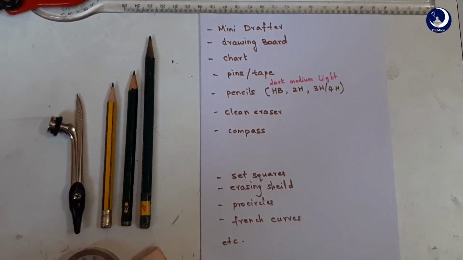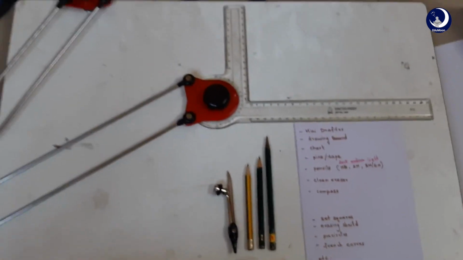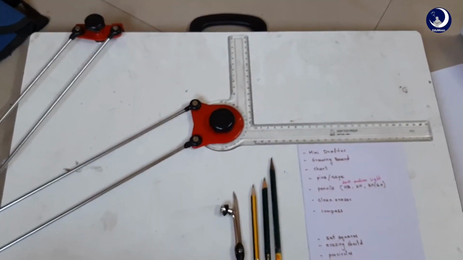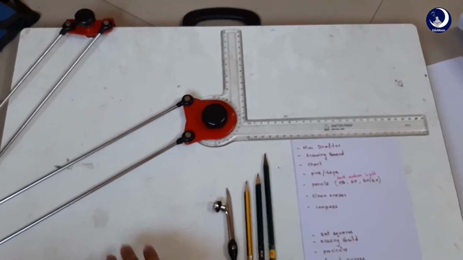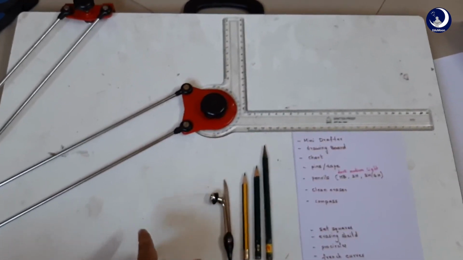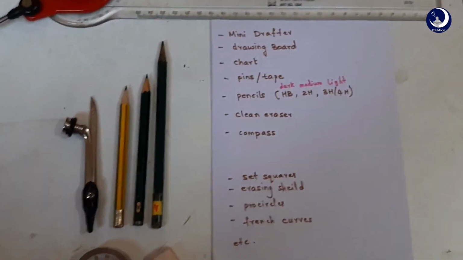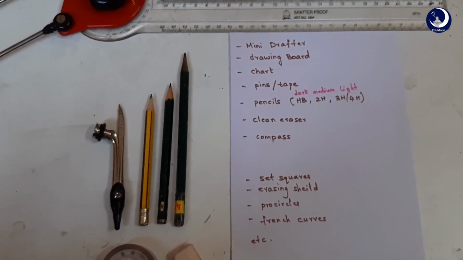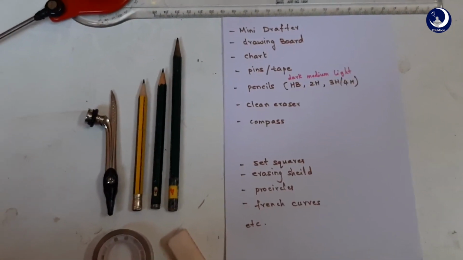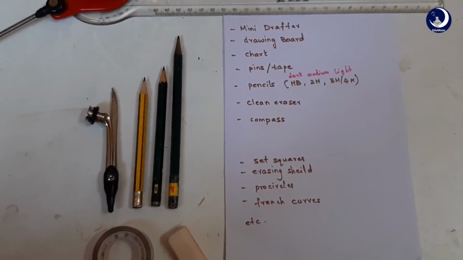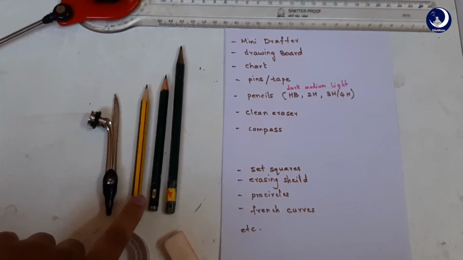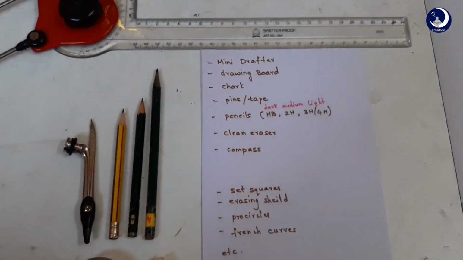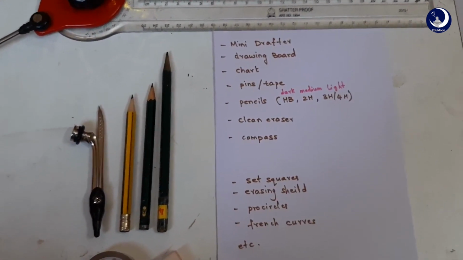Firstly, you will be needing a mini drafter, which looks like this. You'll also be needing a drawing board. This is the drawing board that I am using. You can also use a flat surface at your home or any wooden board. Next, you will be requiring some chart papers, then pins or tape to secure the chart papers on the board. Then you will be requiring pencils. That is, you'll be needing a dark pencil, a medium pencil and a light pencil. I have used HB, 2H and 4H. You can use the pencils as your teacher recommends.